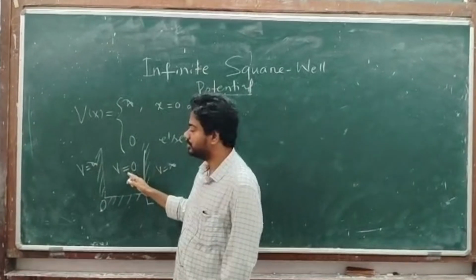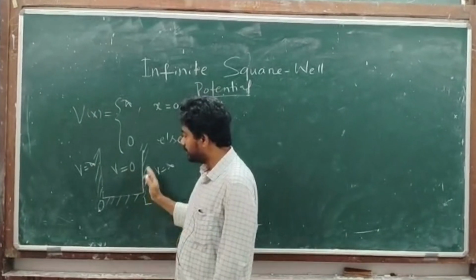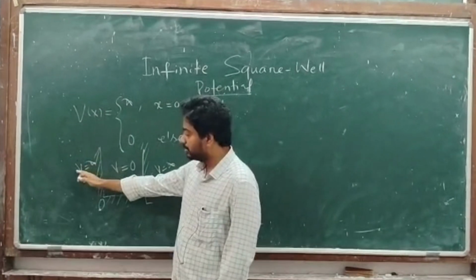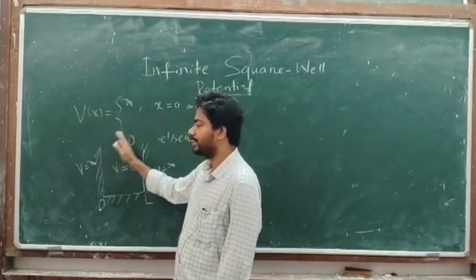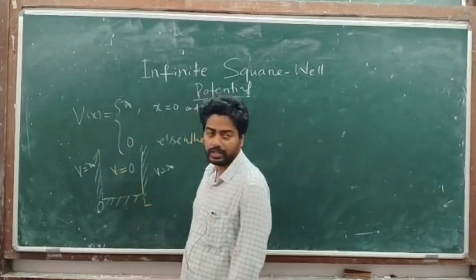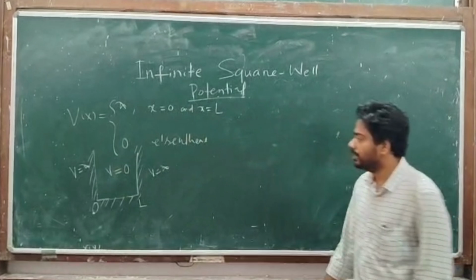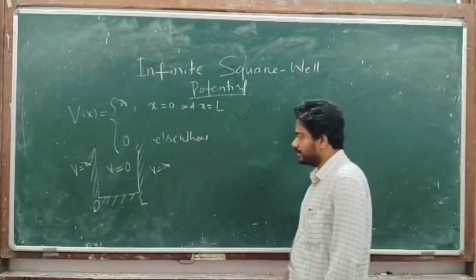Here, the potential is 0 inside. That means the particle cannot tunnel to this region or to this region. There is only a probability of finding the particle inside this region. So this is a typical simple model you study in quantum mechanics.